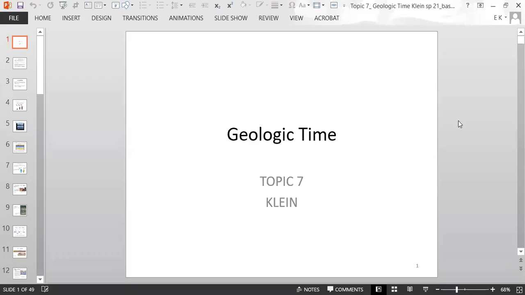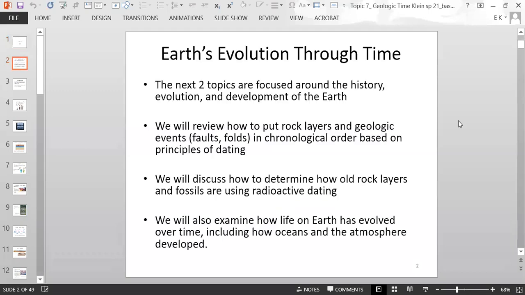So today we're going to do a lecture on geologic time. The next two topics are focused around the history, evolution, and development of the Earth. We will review how to put rock layers and geologic events like faults and folds in chronological order based on principles of dating. We will discuss how to determine how old rock layers and fossils are using radioactive dating. We will also examine how life on Earth has evolved over time, including how oceans and the atmosphere developed.